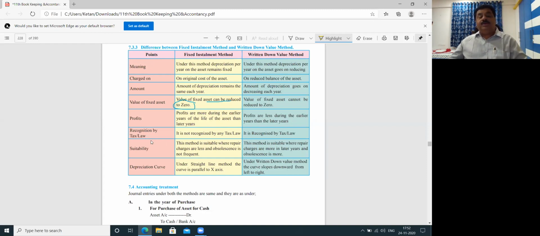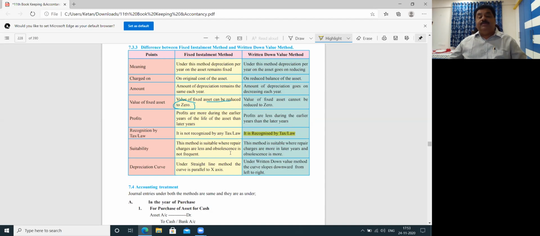Recognition, that is, tax or law. The fixed installment method is not recognized by income tax. In practical life, almost all industries always use the written down value method because this is recognized by tax laws. This is not recognized.